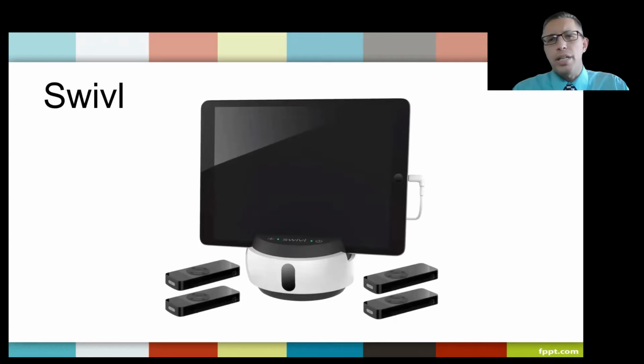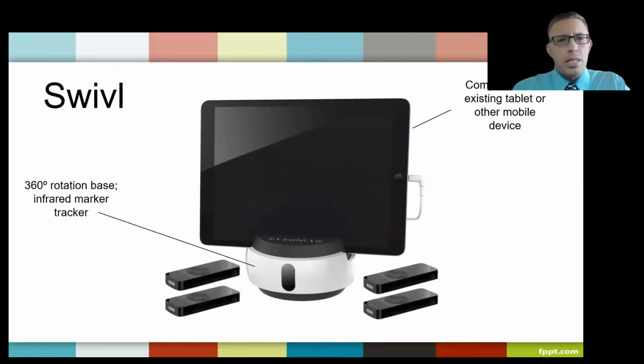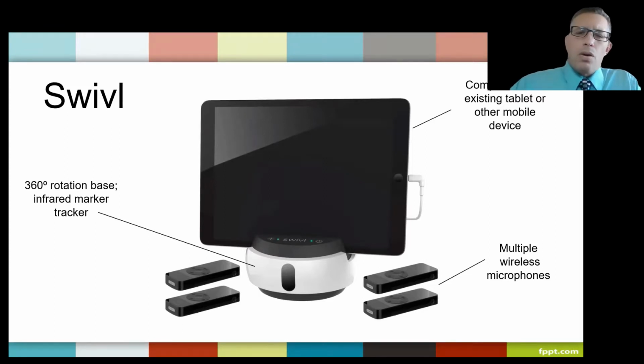To explain very quickly what the Swivl is, it's a device that is compatible with a current mobile device, whether it be a tablet or a phone, and it plugs into a swivel base, which rotates 360 degrees following an infrared tracker or marker that is intended to be worn around the teacher's neck on a lanyard, and then follows that teacher around the room. That marker that the teacher wears is also a wireless microphone, and the kits come with other wireless microphones, usually between 3 and 5 in the kits that they're selling today, that can be placed around the room with different students.